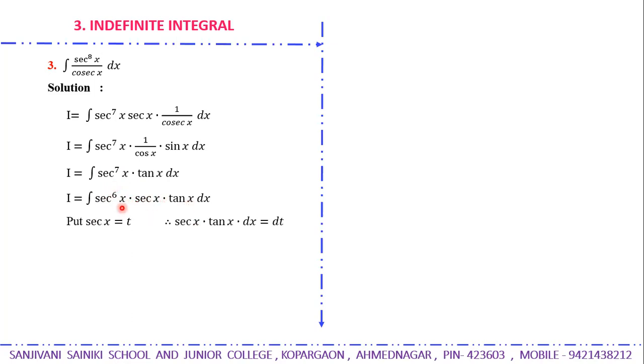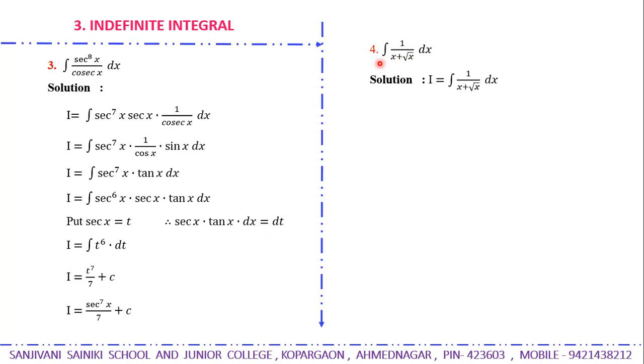Okay, then we will substitute sec x is equal to t as its derivative sec x into tan x is present in the integral. So that will be replaced by dt and you will get t raised to 6 dt. Its integral is t raised to 7 upon 7 plus c. But what is the value of t? Sec x. So again we will put that value, sec raised to 7x upon 7 plus c is the integral of the given function.